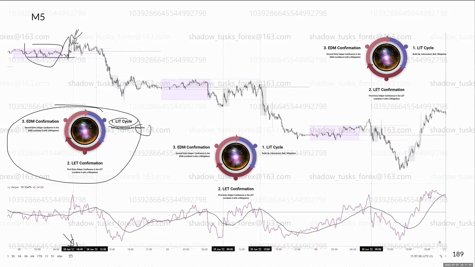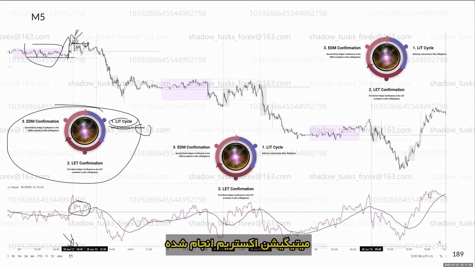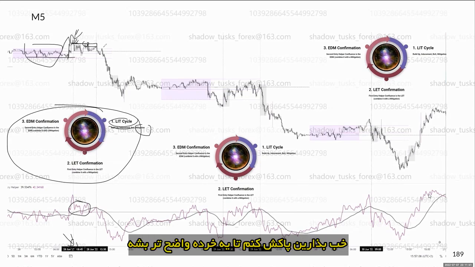Right here. Okay, so guess what? Comes back, boom, mitigates in here. So no LIT confirmation. That's completely fine. So don't freak out about it. Guess what? Cycle is done. Extreme mitigation is done. So what are you waiting for? Next mitigation in this area. So let me delete that so it's a little bit clearer.